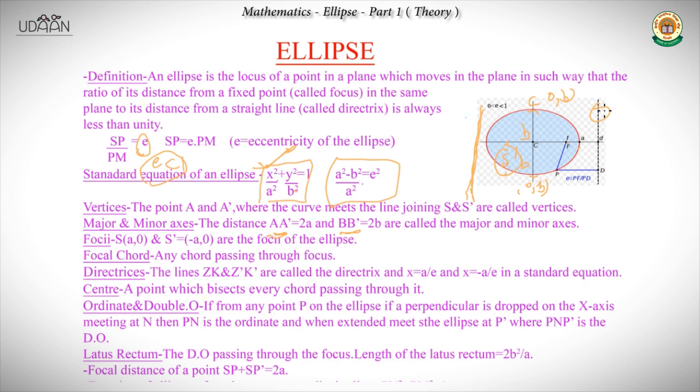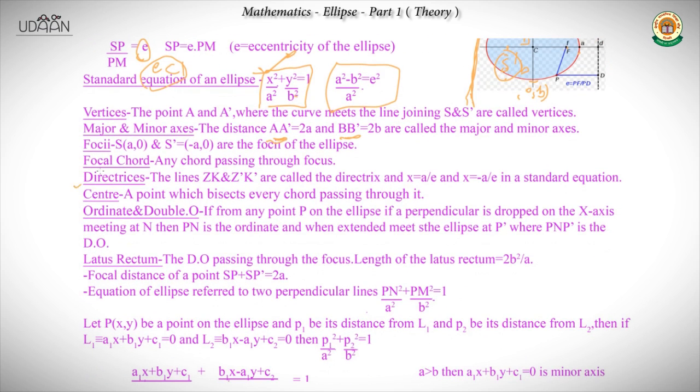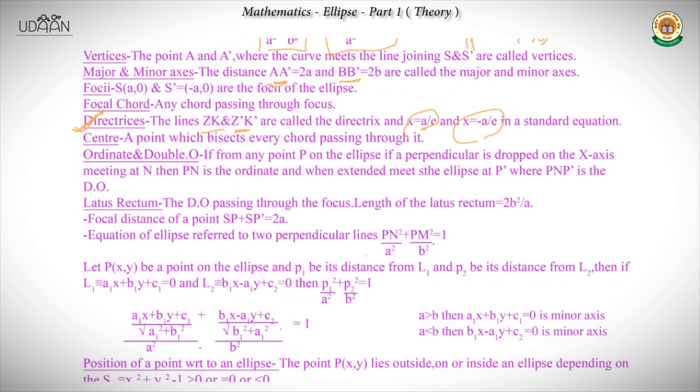Next, the focal chord. Any chord passing through a focus is known as a focal chord. This is a general term which we'll be using in every conic. Directrices: here there are two directrices, that's why we mention this point. ZK and Z dash K dash are the two directrices, and their equations are x equals a by e and x equals minus a by e in the standard equation.